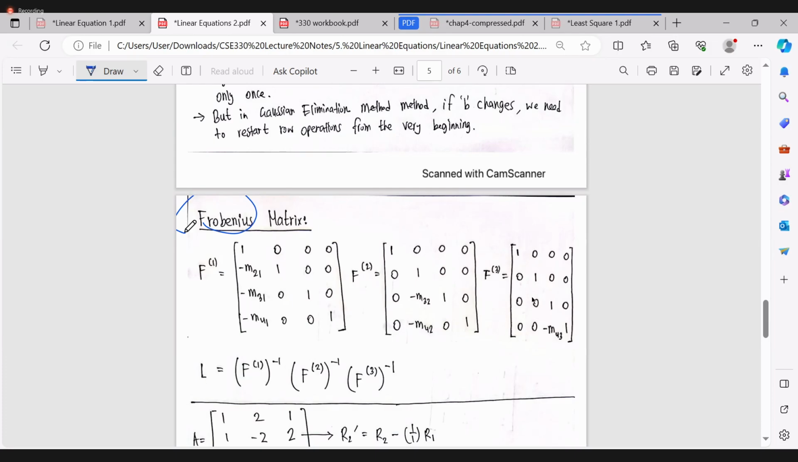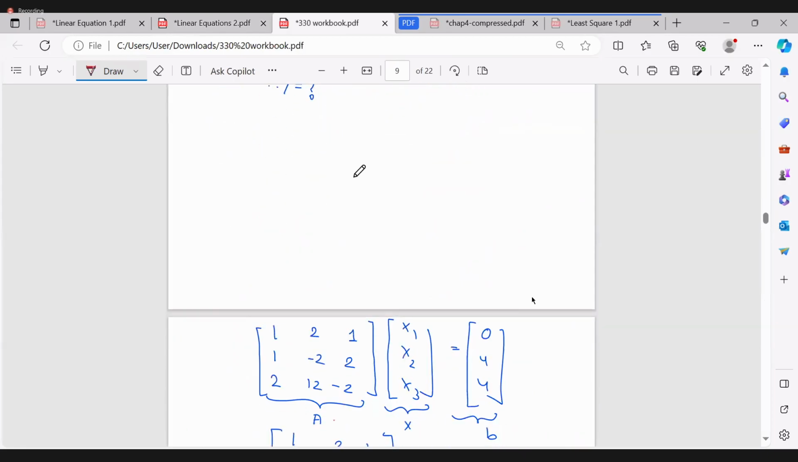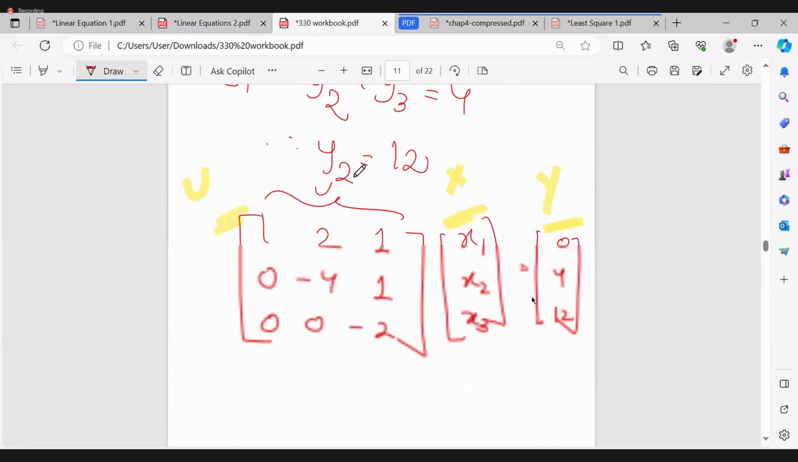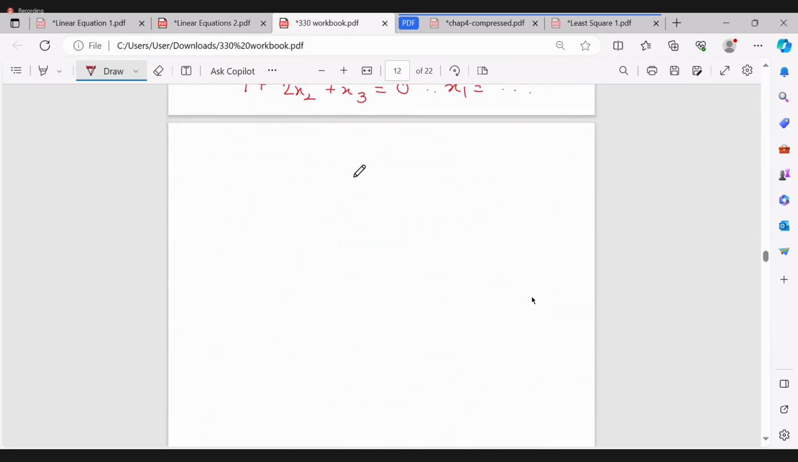So what is a Frobenius matrix? There are many formulas for doing Frobenius matrix, but I prefer to do it simply. Suppose you are decomposing a matrix of n into n size. Okay, suppose your A is n into n size.